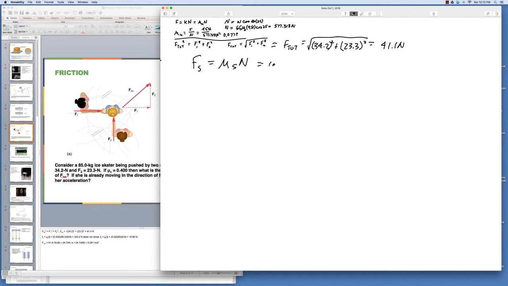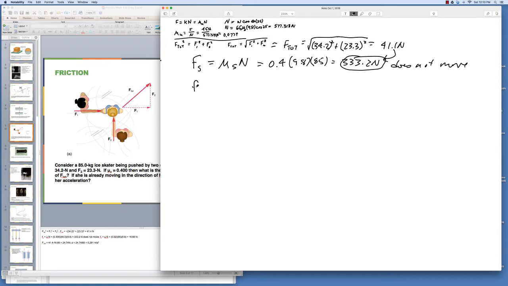So this is going to equal 0.4 times 9.8, the acceleration due to gravity, and her mass was 85 kilos. And if you calculate this out, you get 333.2 newtons. That means that this much force is necessary to get her moving, and this is considerably less. Therefore, she doesn't move. So there's no acceleration.